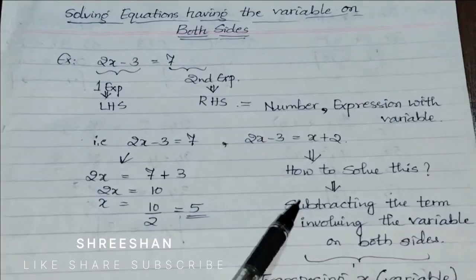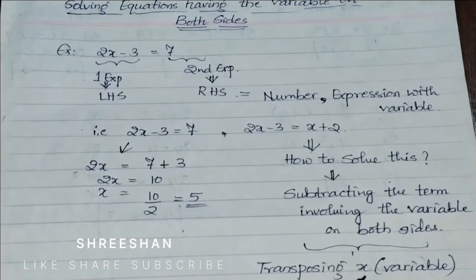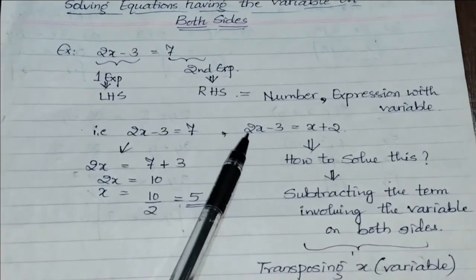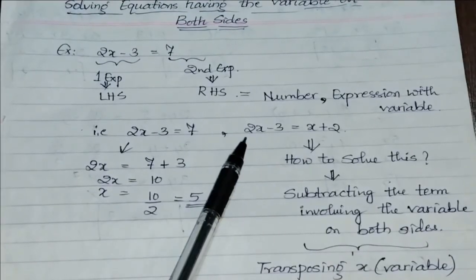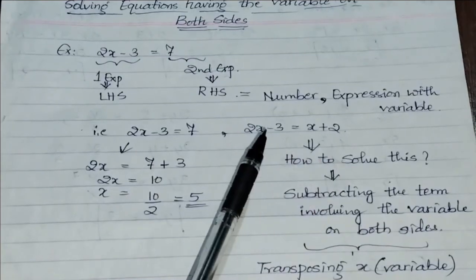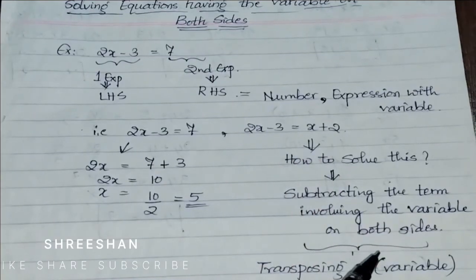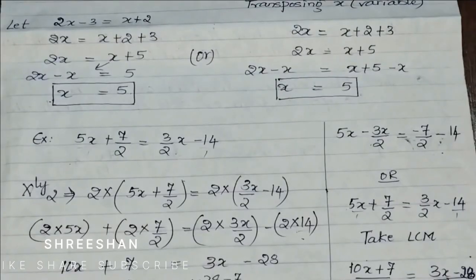Now this process or whatever method we are following, we call it transposing x, x being a variable. Now in this equation we have x, so I have written it as transposing x. If it is y, transposing y. So anything, x, y or z, we call them a variable. So it is a transposing variable method. Now let us consider an example for it.